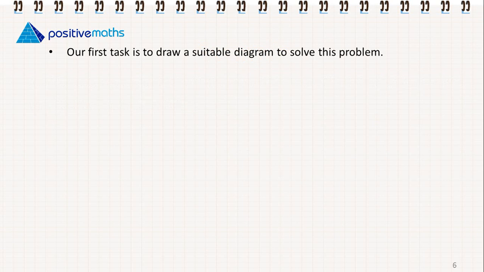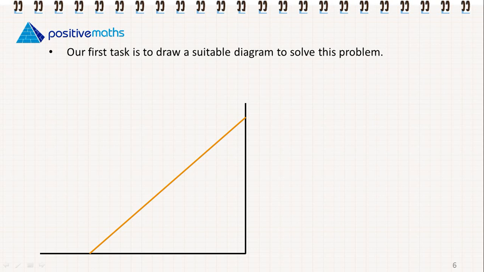Our first task is to draw a suitable diagram to solve this problem. First of all, we have our wall and the ground. Then we're going to draw in our ladder. Now we're going to mark in the important information that we underlined in the question beforehand. So we have 62 degrees. The ladder is making an angle of 62 degrees. The base of the ladder is 1.4 meters from the wall. And we're going to use this information to find the length of the ladder.